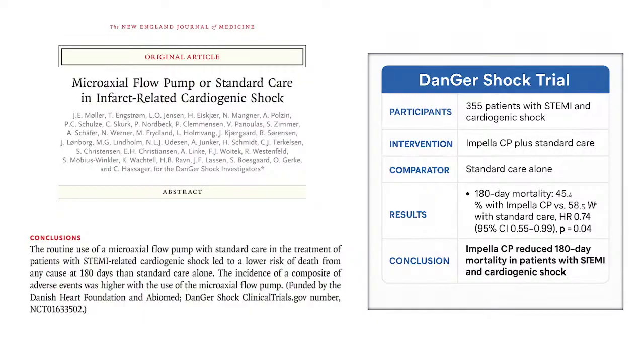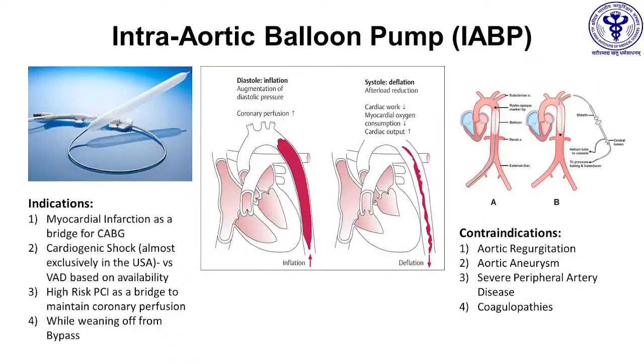It's published in the New England Journal of Medicine from Harvard. So 355 patients with STEMI and cardiogenic shock, Impella versus standard care, Impella plus standard care versus Impella. 180-day mortality was 45% in the Impella group and 58% in the standard care group with a p-value of 0.04. So it reduced the 180-day mortality in patients with STEMI and cardiogenic shock.